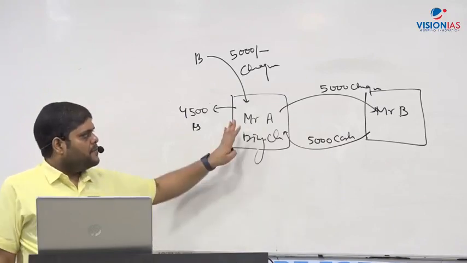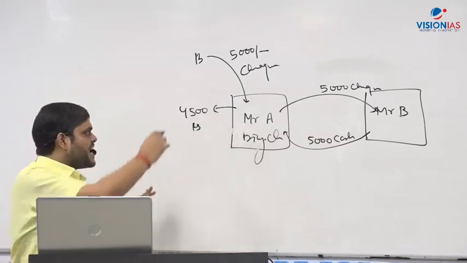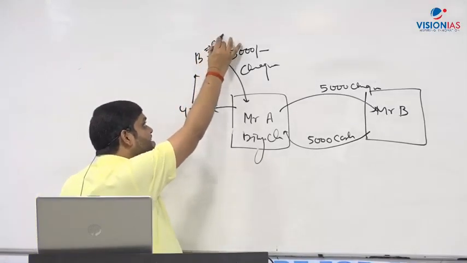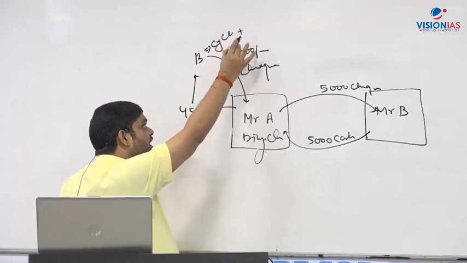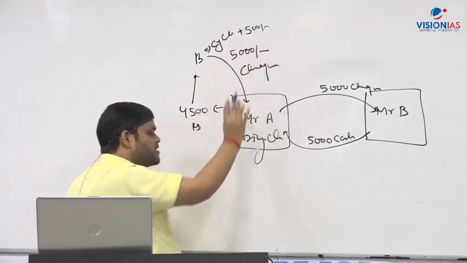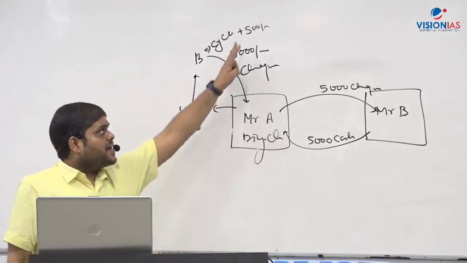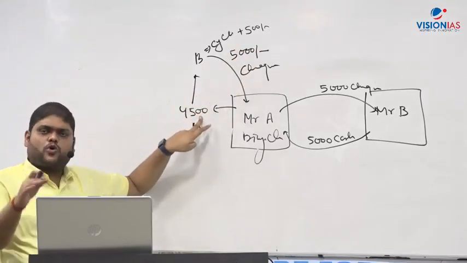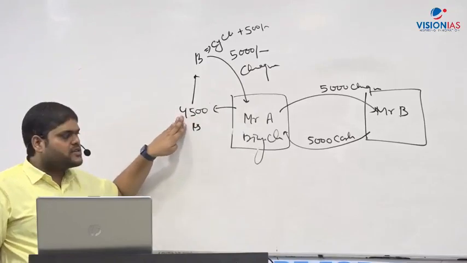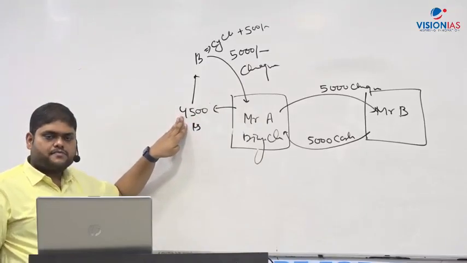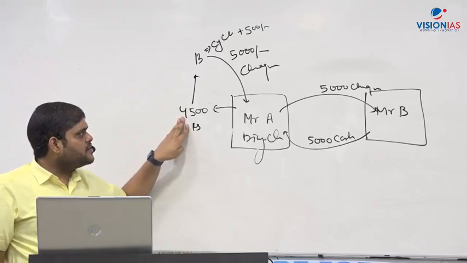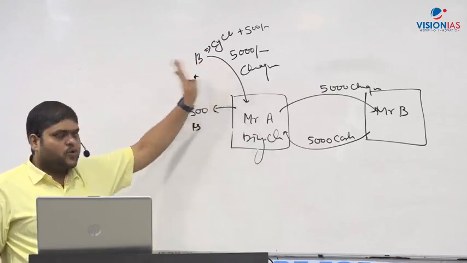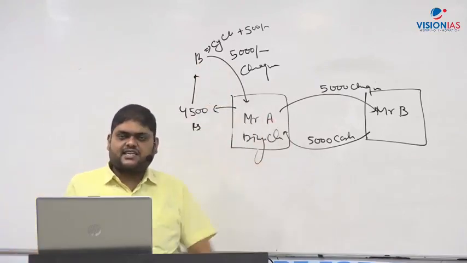Mr. A gave the cycle to Mr. B, and B took the cycle along with the 500 rupees back. Why 500 rupees back? Because the cost price and selling price are the same, 4,500. Now Mr. B went somewhere. This picture is over. I hope till now everything is clear.